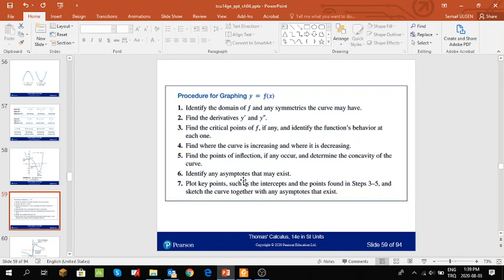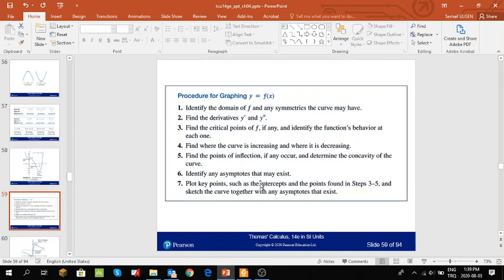And then next you're going to use the second derivative of f. You're going to find the points of inflection, if any occur, and express the concavity of the curve. You are going to do this by building up the second derivative test graph, and there you're going to express where it is concave up and concave down, and afterwards you can just summarize in one table: first derivative test table and second derivative test table in one table, as we did in the previous example.